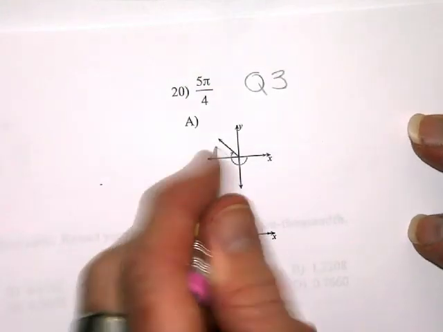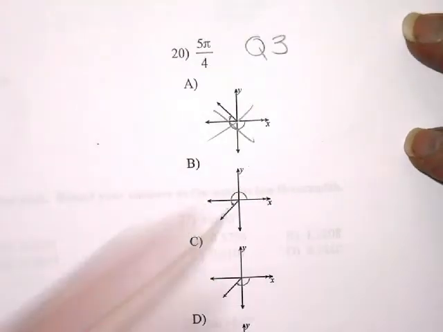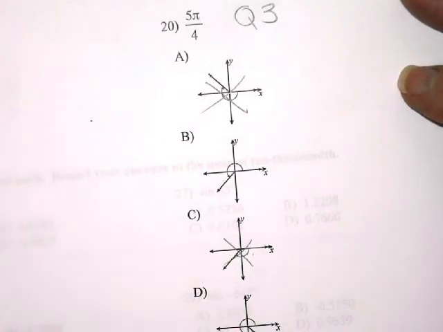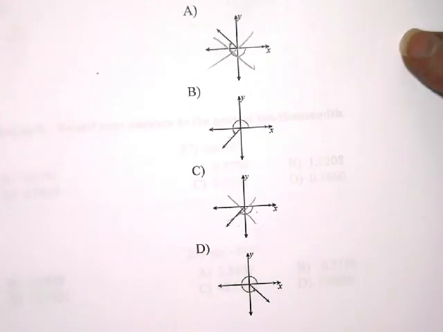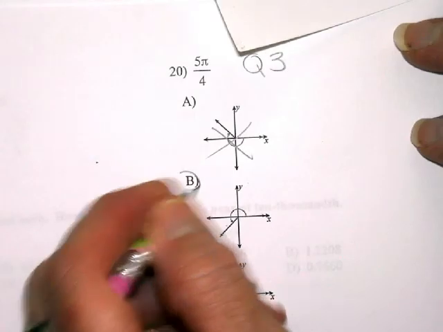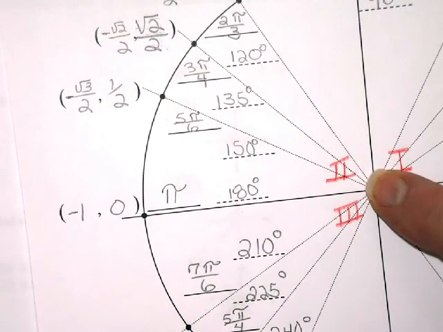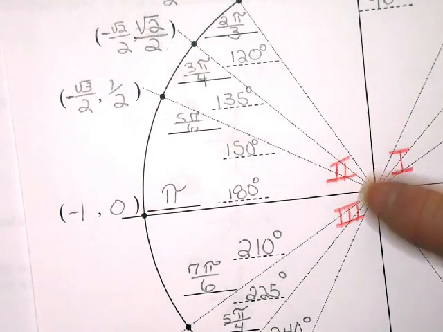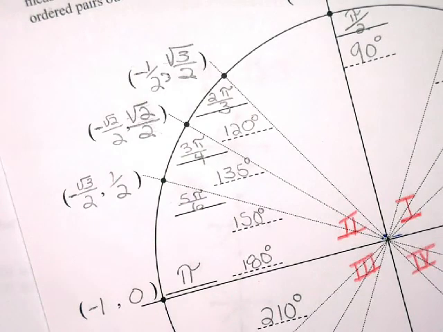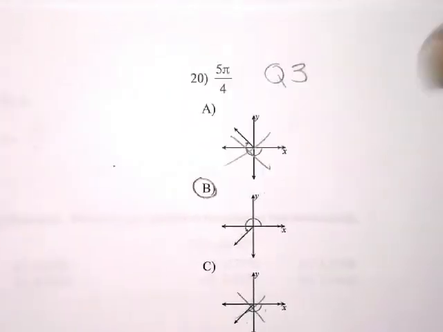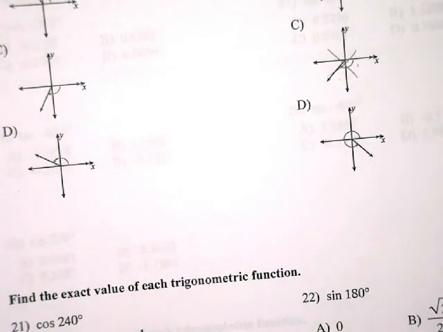Okay, 5 pi over 4. That's positive, and it's in quadrant 3. So I'm looking for positive. A is not positive. B is positive in quadrant 3. C is not positive, and D is positive, but it's in quadrant 4. So B is the only one that fits the bill. Thank heavens. It cuts the quadrant in half. Half of infinity, right? We're done.